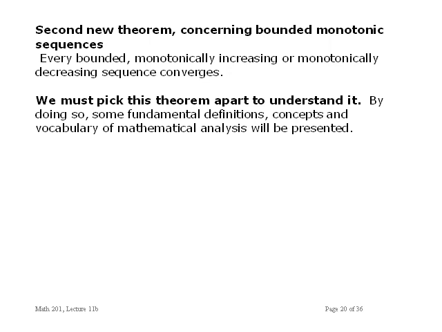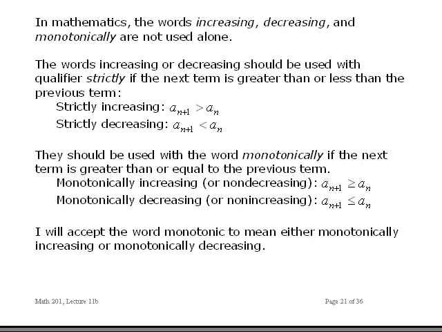I think that the book was a little cavalier in how they presented these definitions, so I'm going to try to be a little more precise. In mathematics, the words increasing, decreasing, and monotonically are generally not used alone. The words increasing and decreasing should be used with the qualifier strictly, if that's the case. Strictly increasing means, for sequences, that the next term is strictly greater than the previous term. Strictly decreasing, of course, means that the next term is strictly less than the preceding term.